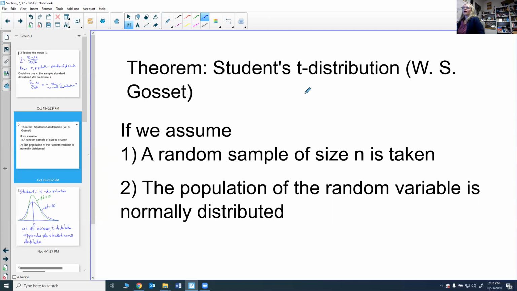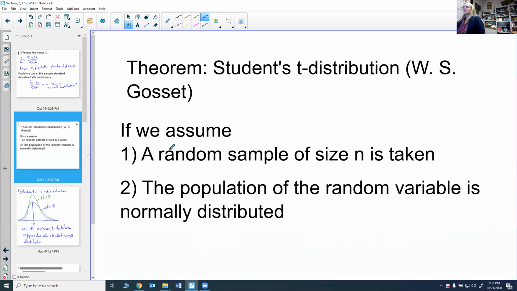He came up with this theory, and Guinness didn't want their competitors to know they had hired a chemist doing this work, so they wouldn't let him publish under his own name. He published under another name, and he used the name Student. So that's the theory of W.S. Gossett, where he came up with the student's t-distribution and why it's called student's t-distribution.